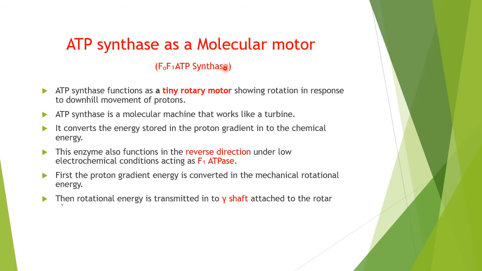This F0-F1 ATP synthase acts as a tiny rotary motor, showing rotation in response to downhill movement of protons. ATP synthase is a molecular machine that works like a turbine. It converts the energy stored in the proton gradient into chemical energy. This enzyme also functions in the reverse direction under low electrochemical conditions, acting as F1 ATPase. So it can result in the hydrolysis of the ATP at that time. First, the proton gradient energy is converted into mechanical rotational energy. Then rotational energy is transmitted into the gamma shaft attached to the rotor.